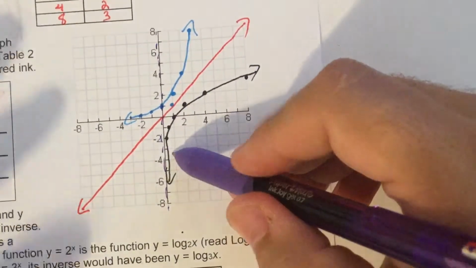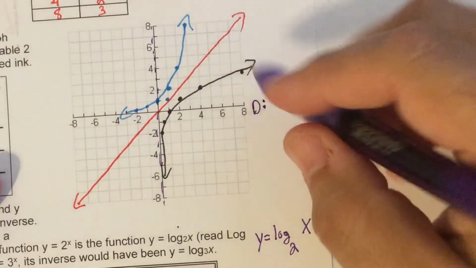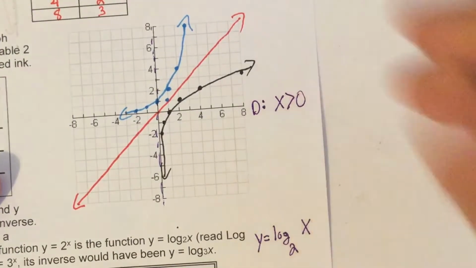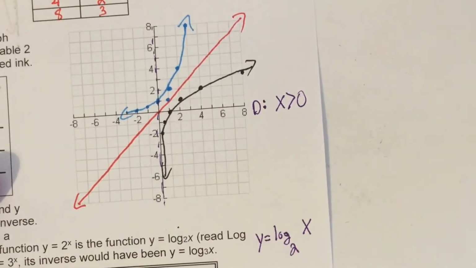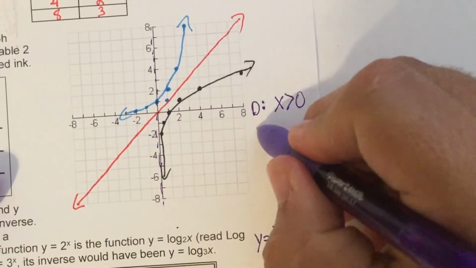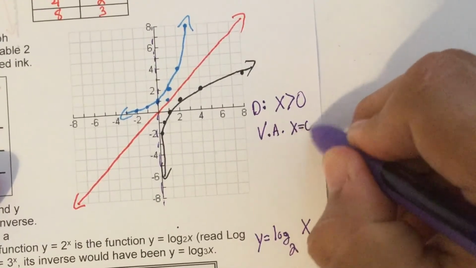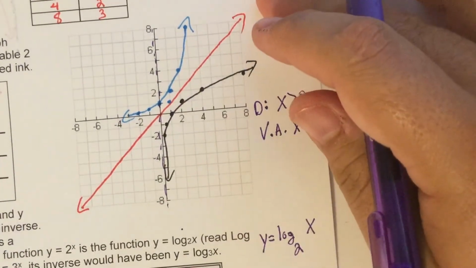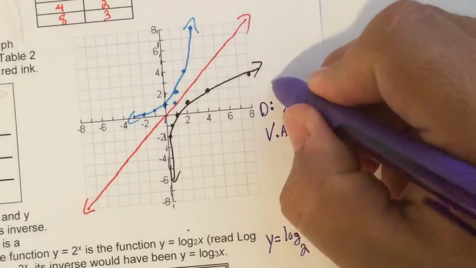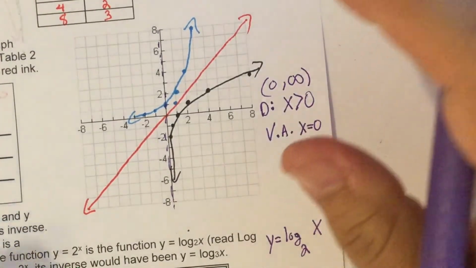So my domain is going to be x such that x is greater than 0. It'll never actually reach 0, but it'll be greater than 0, because you're going to have yourself a vertical asymptote at x equals 0. So that's why your domain is x is greater than 0. You can even say 0 to positive infinity if you really wanted to, with parentheses. Okay, so that's the domain.